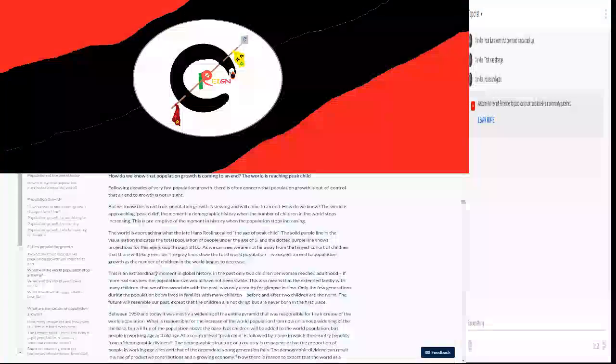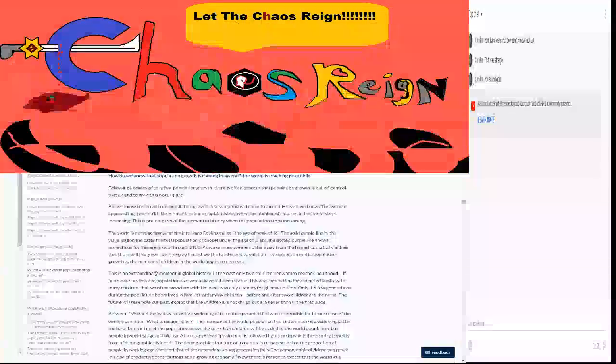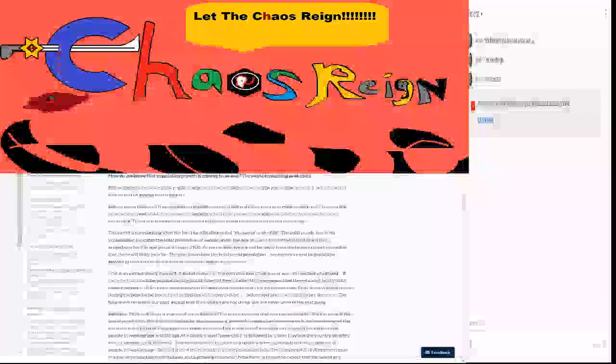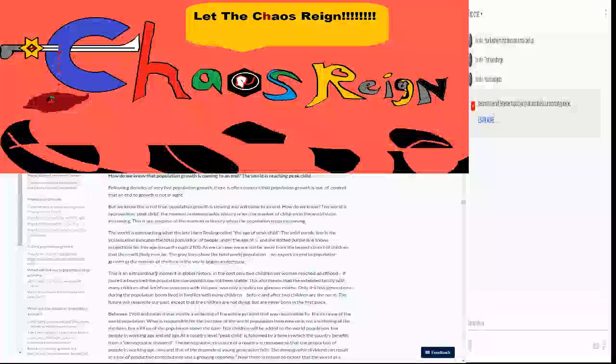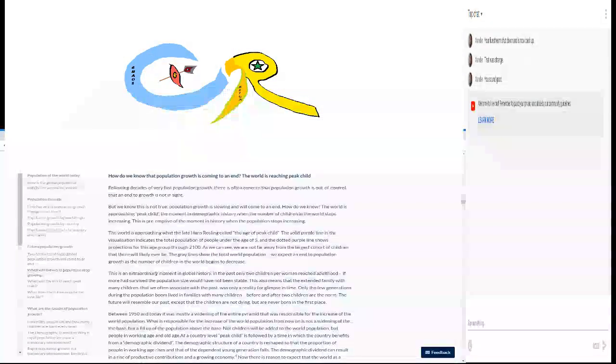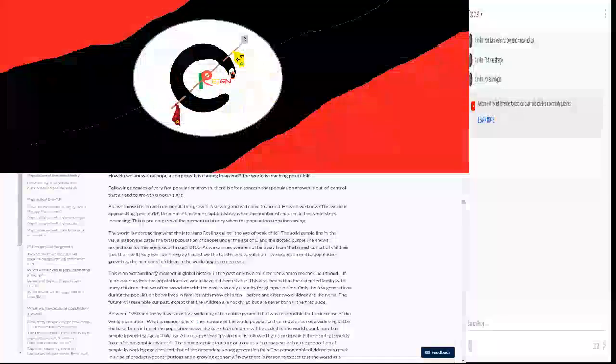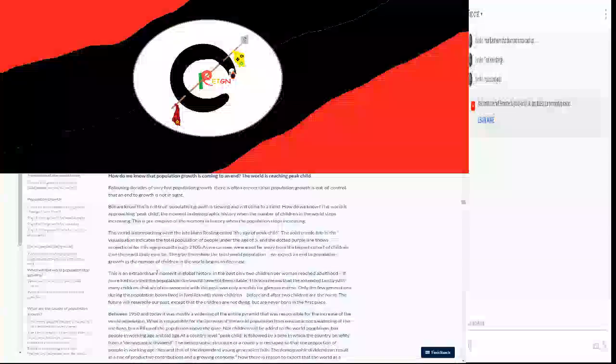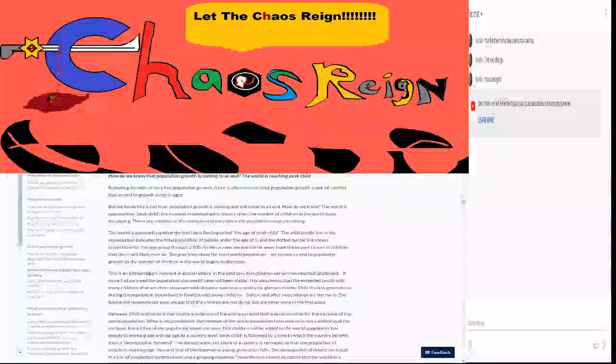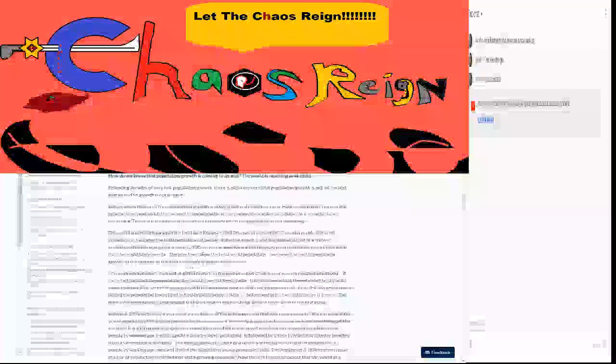And the dotted purple line shows the projection for this age group through 2100. As we can see, we are not far away from the largest cohort of children that there will likely ever be. The gray lines show the total world population. You can expect an end to population growth as the number of children in the world begins to decrease. This is an extraordinary moment in global history.